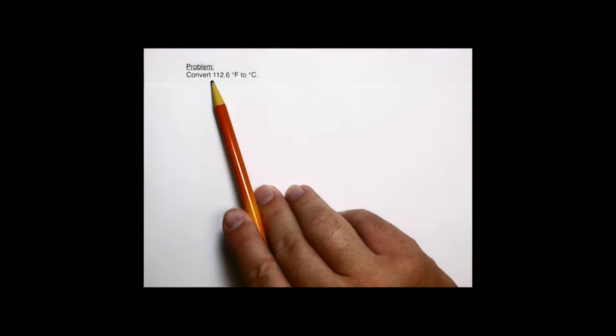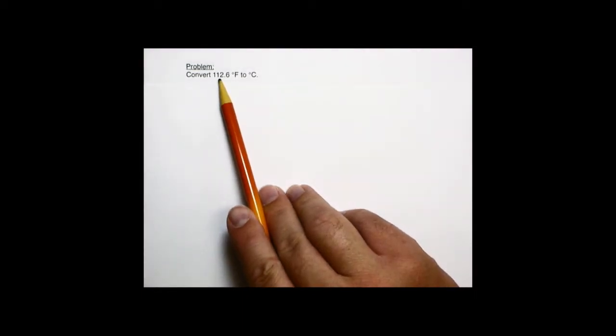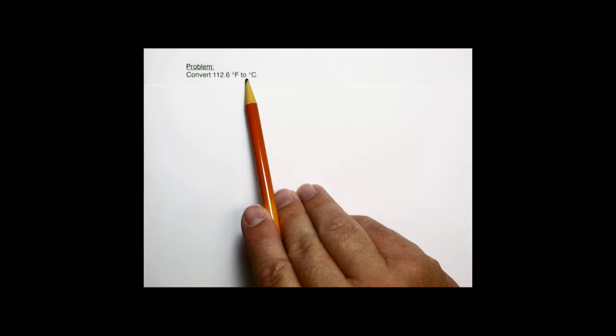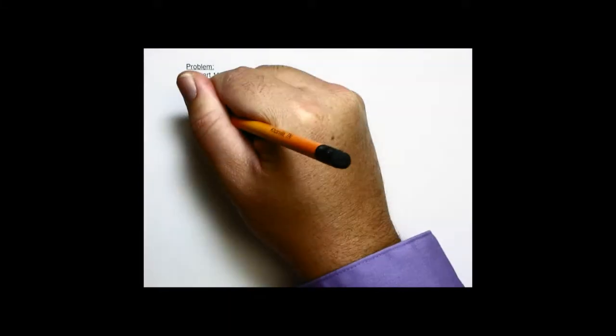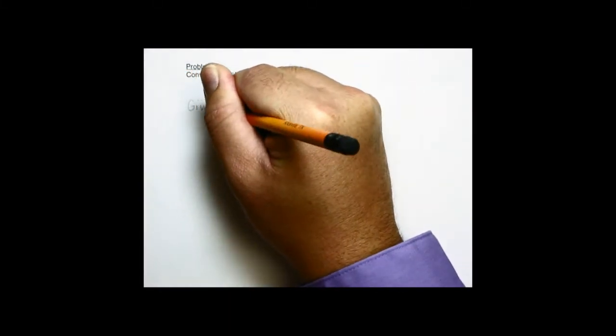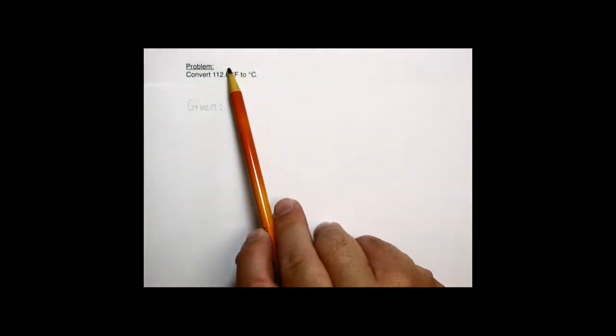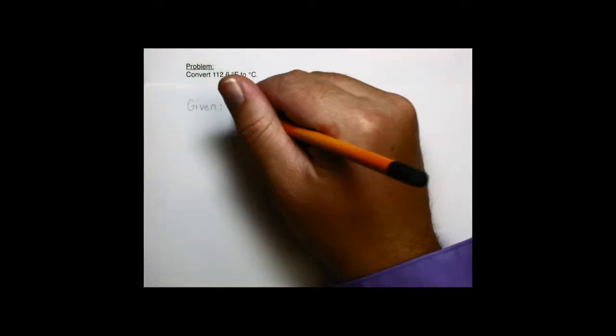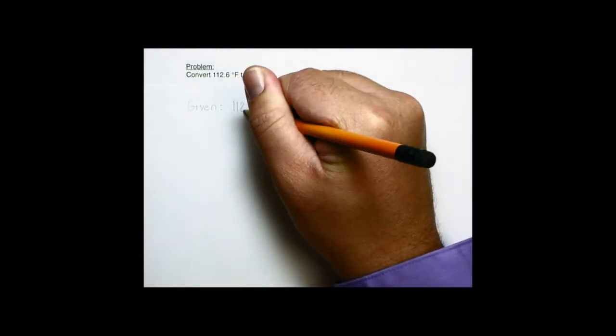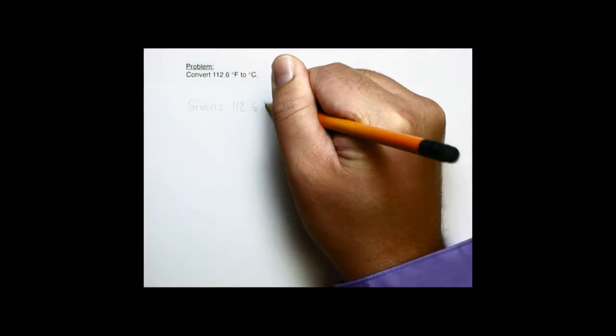Hello everyone, today we're going to be looking at doing a temperature conversion, and this time we're going from Fahrenheit to Celsius. So we start this one just like we start every single one of these problems, writing down our given quantities. In this case, they only really give us one number, and that's this 112.6 degrees Fahrenheit. So we write it down. And with that, we've written down all our givens.